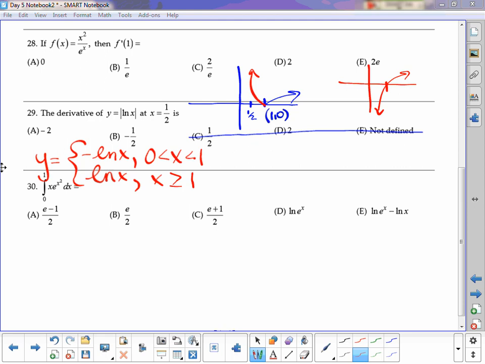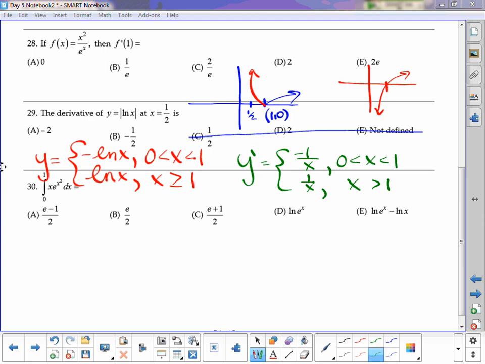So now when I go to do my derivative, just take the derivative of each piece. So negative natural log of x, the derivative is negative 1 over x, and the derivative of natural log of x is 1 over x. So we have from 0 to 1. Would I include 1 on either of these? Why? Yeah, right here we have that it's a cusp, which means there's going to be no derivative there.